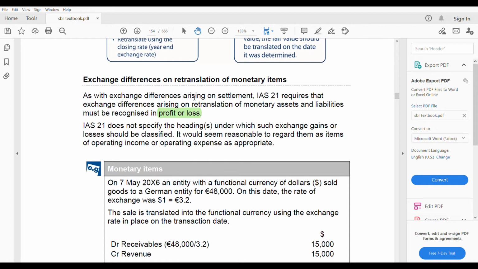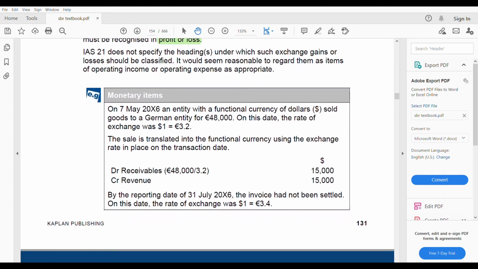It's very simple to understand. Exchange differences on monetary items go to the profit and loss account. IAS 21 does not specify the headings under which such gains or losses should be classified. It would seem reasonable to present them as items of operating profit, the same as for individual transactions. Even for monetary assets and liabilities, same thing, it is recorded in the profit and loss account. Now let us see an example for that. This is the same example. Here they have translated the receivable at 3.2. By the reporting date, the invoice had not been settled.